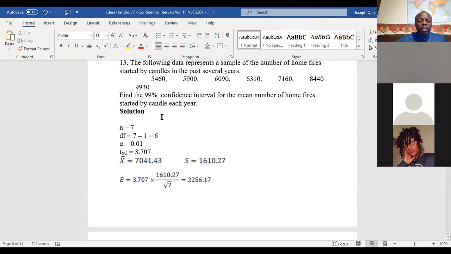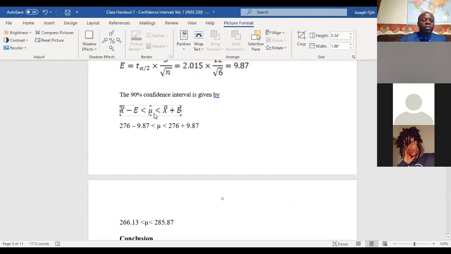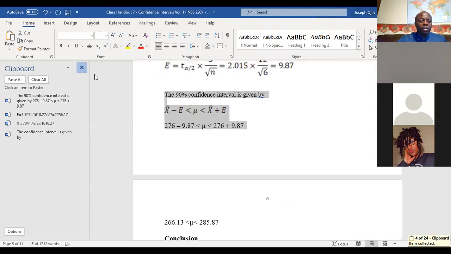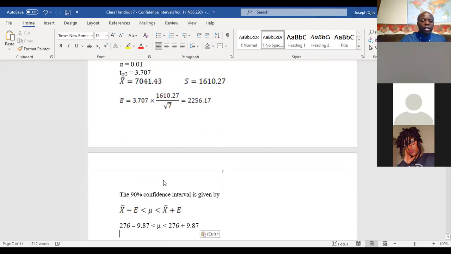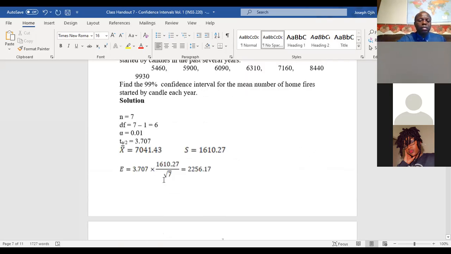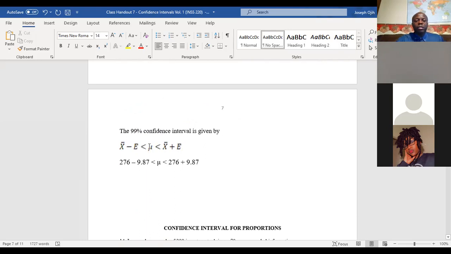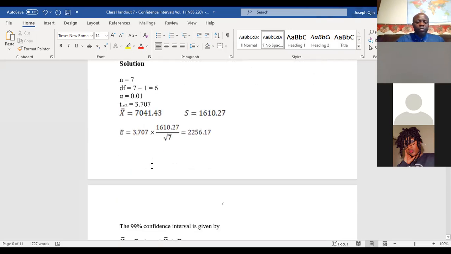So the 99% confidence interval will become, the formula again is x bar minus error less than mean, less than x bar plus error. Since I have it here, I can just copy it to make it faster. Just change the numbers, so that the 95% becomes the 99% confidence. In that case, our x bar, the sample mean, is 7041.43.